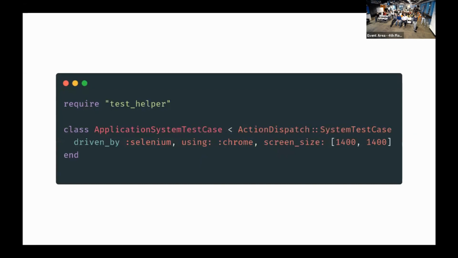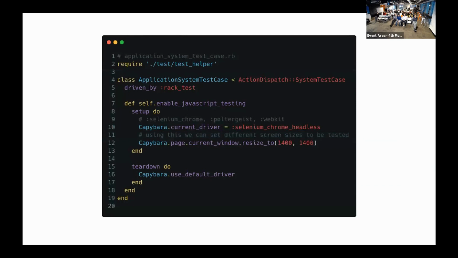Another thing that I find really useful is that you can set different screen sizes for your test. So if you have a different behavior in mobile or desktop, it's really easy to test that. And here's an example of a project that I'm currently working on. What we do is we set the Rack test as the default driver. And then for the tests where we want to test JavaScript, we enable that.